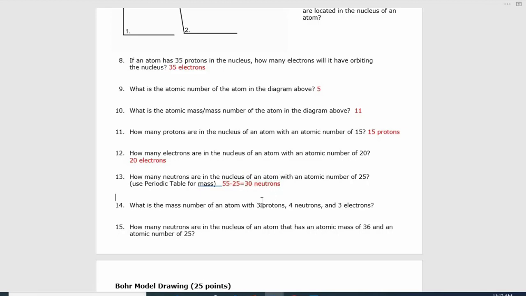Number 14. What is the mass number of an atom with 3 protons, 4 neutrons, and 3 electrons? If we want to count the mass number, we must add the protons to the neutrons. Excellent. So the mass number here will be 7. 3 plus 4 equals 7.